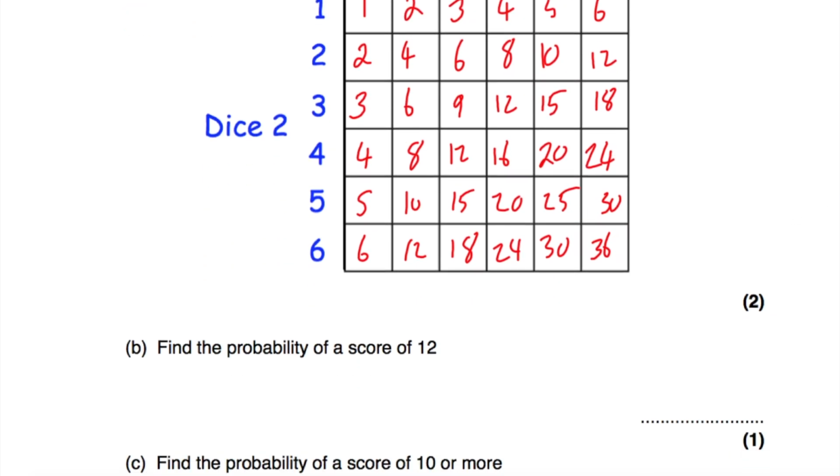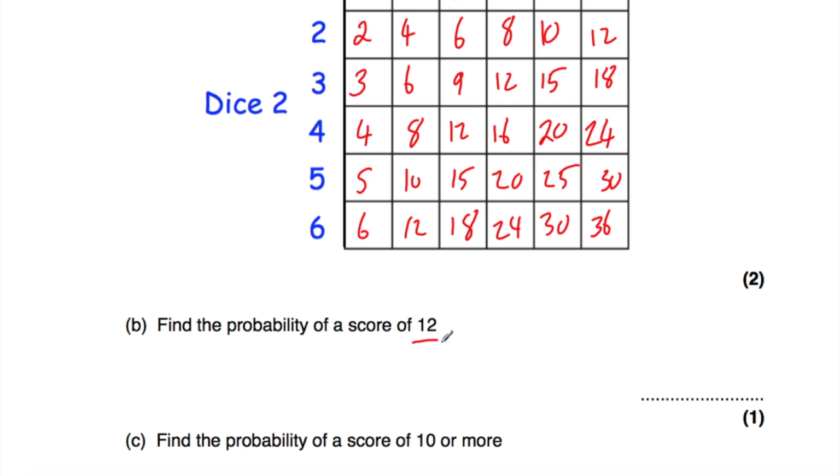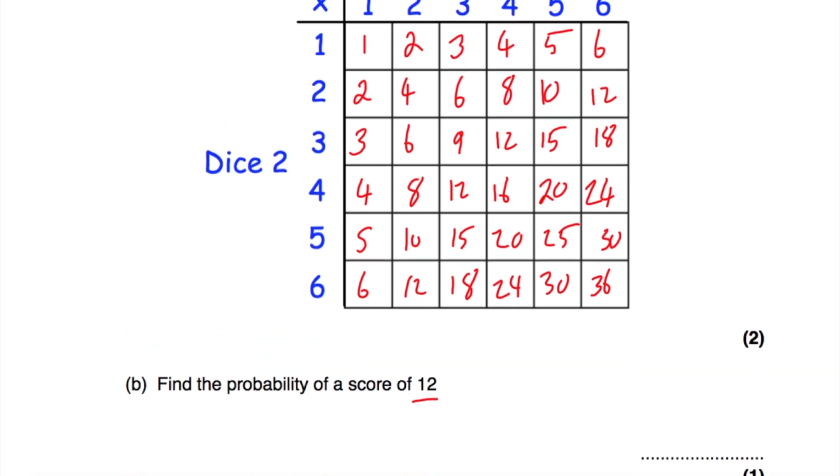Okay, and then part B. Part B says find the probability of scoring a 12. So in terms of this question, to find the probability, well, there's 36 possible outcomes because we've got 6 rows of 6. So the denominator is going to be 36 because we've written 36 scores into our table. So it's out of 36.